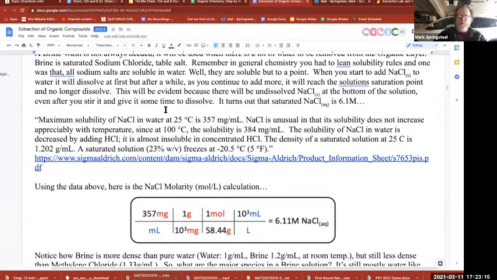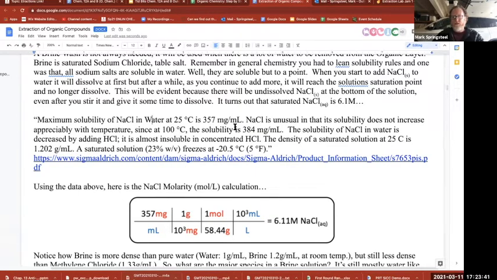Okay, so here's a little bit more about sodium chloride. It'll dissolve in water at 25 degrees Celsius to 357 milligrams per milliliter. That's a pretty good amount. And the solubility doesn't increase that much with hotter temperature.